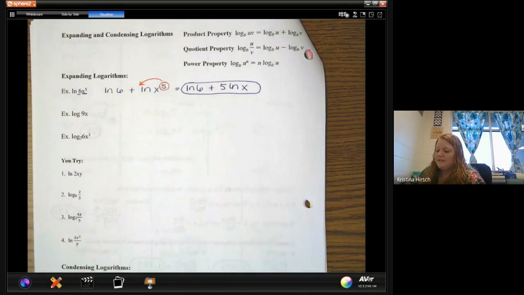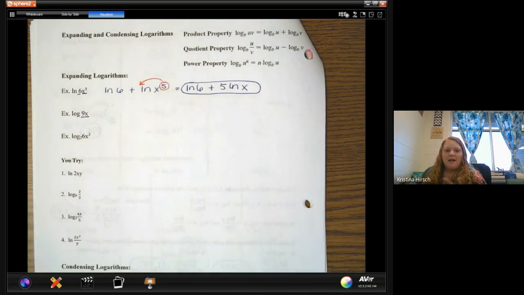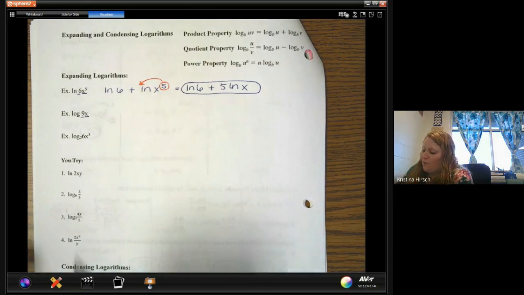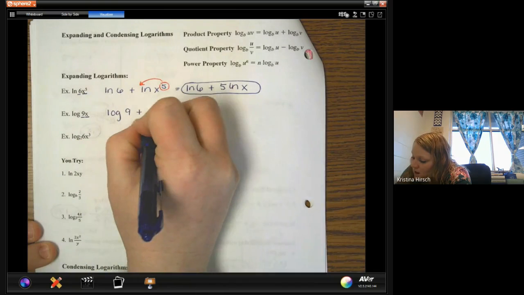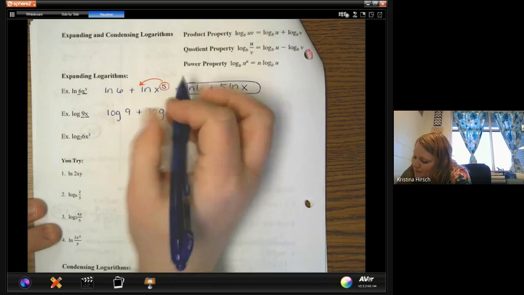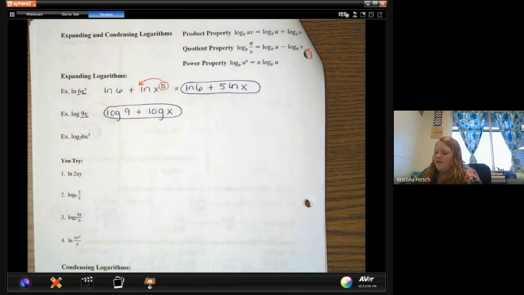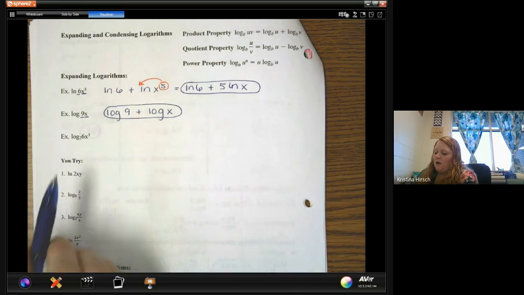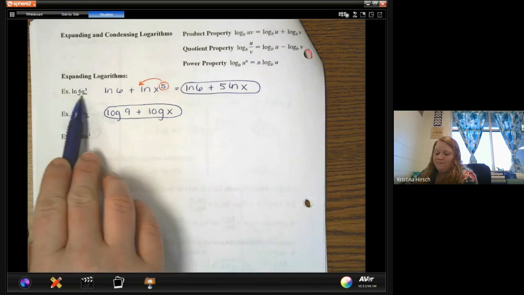All right, so the second example, we don't have an exponent here, but we have the log of 9x. So technically 9 and x are being multiplied. So when we bust it apart, the opposite of multiply, remember, is add. So we're going to have the log of 9 plus the log of x. All right, now that third example, you have the log base 2 of 6x cubed. So that's actually similar to this one, all right?